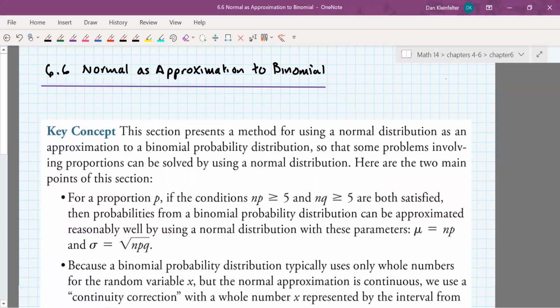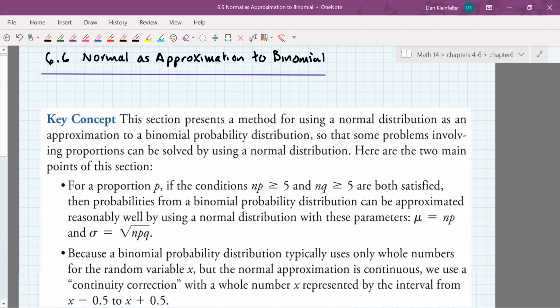Welcome back, everybody. This is the last section in Chapter 6. So Section 6.6 will be working on seeing how you can use the normal distribution to approximate the binomial distribution that we'd studied in Chapter 5.